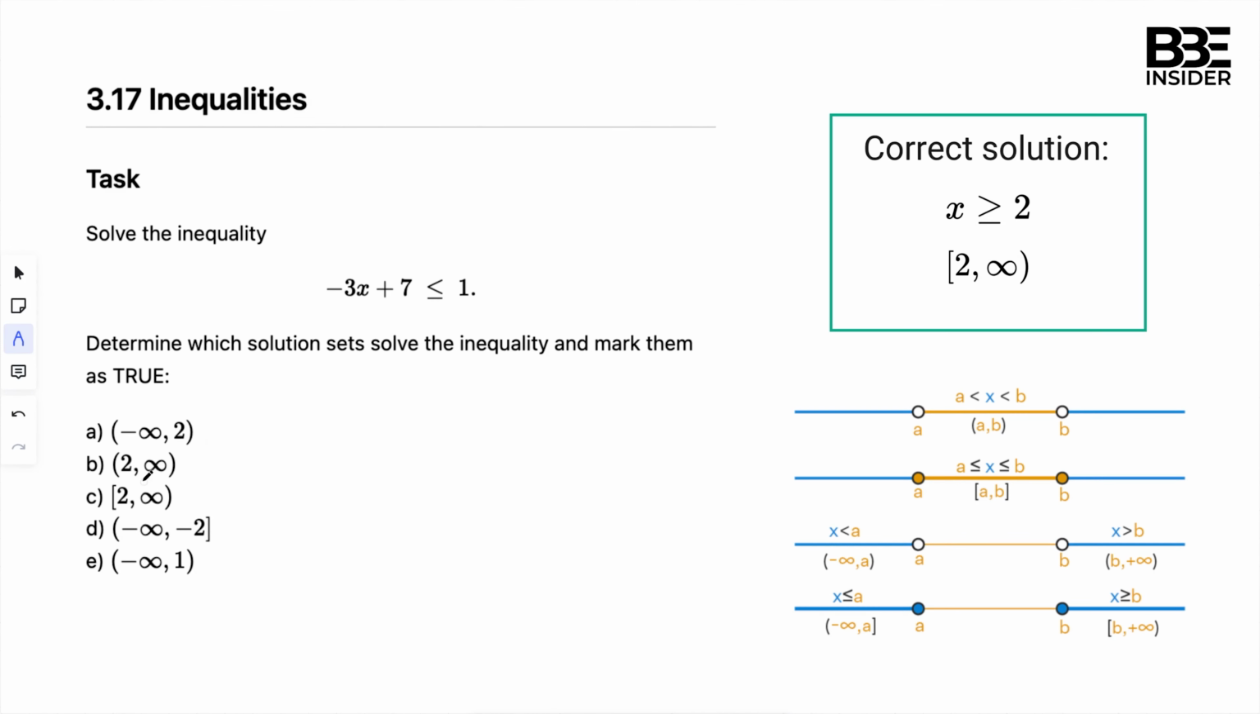B contains a nearly true solution, but if you take a closer look, you see that just normal parentheses were used. However, we need a square bracket because 2 is included in the solution set. Consequently, C is the correct option. All other ones are false.